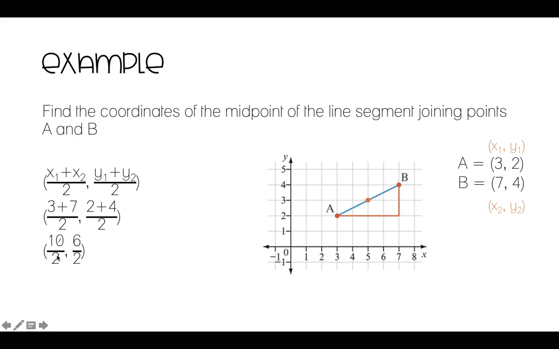That gives us 10 over 2, and 6 over 2. So we're finding the average still. The coordinates of this midpoint are 5 and 3, and if we go over here, we can see that it is 5 and 3. Sometimes you can just look, but often you need to calculate it, especially in tests, because I want you to show me you know how to do it using this technique and this strategy.